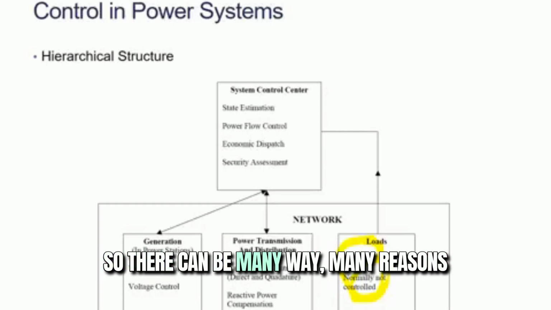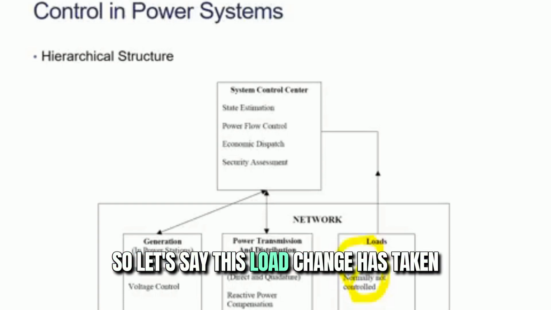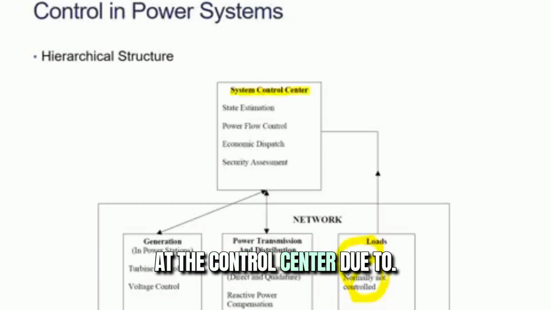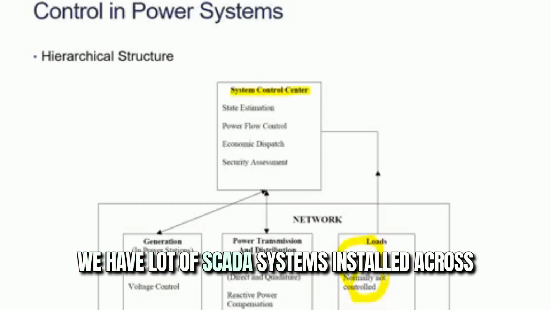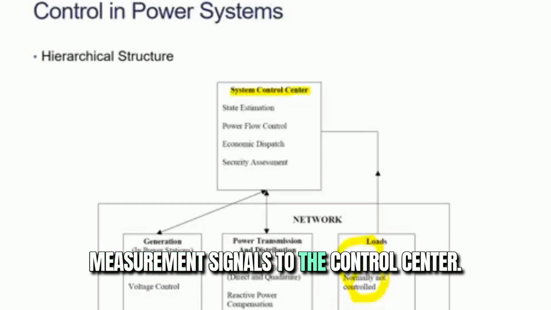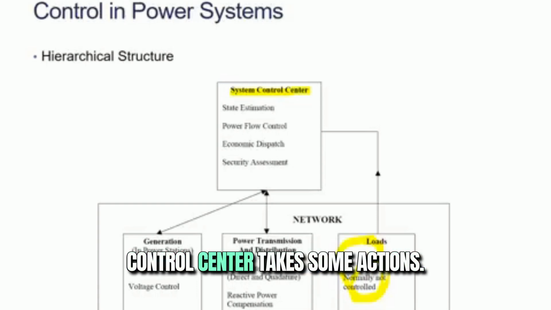So there can be many reasons for this load being disturbed or changed. Let's say this load change has taken place, and then this load change is observed at the control center, because we have a lot of SCADA systems installed across the network, which communicate all the measurement signals to the control center, and then using those measurement signals, the control center takes some actions.